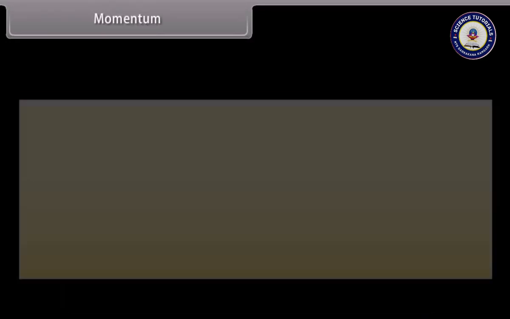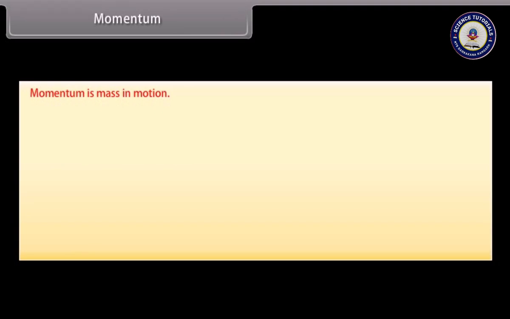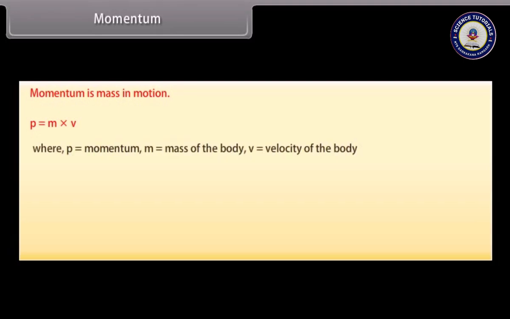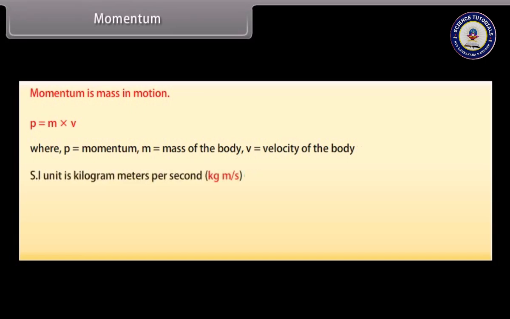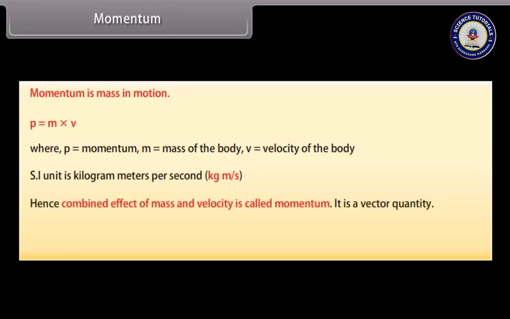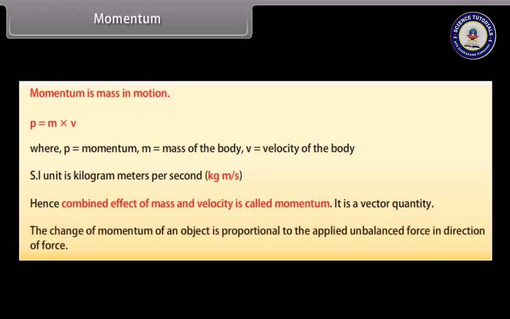Momentum. Momentum is mass in motion. P is equal to m into v, where P is momentum, m is the mass of the body, and v is the velocity of the body. The SI unit is kilogram meters per second. Hence, the combined effect of mass and velocity is called momentum. It is a vector quantity. The change of momentum of an object is proportional to the applied unbalanced force in the direction of force.